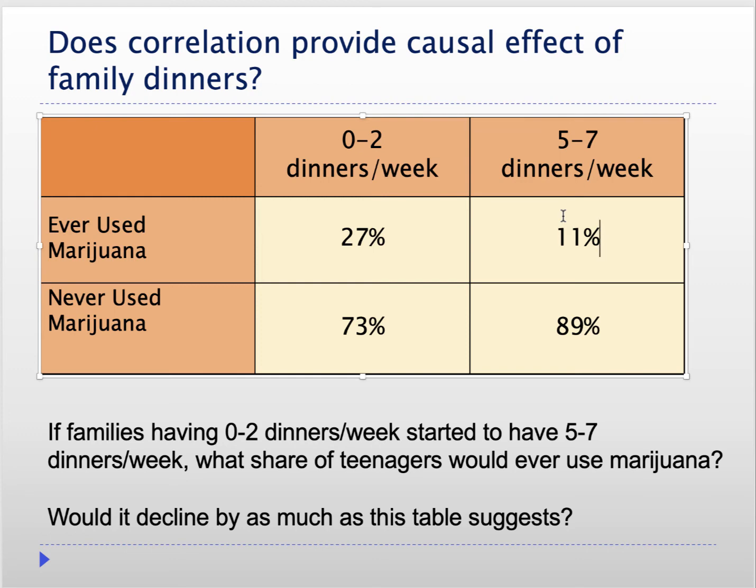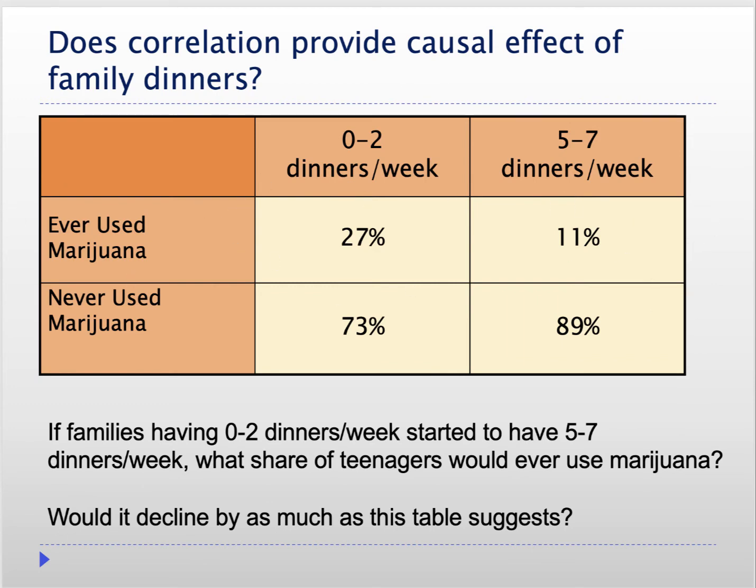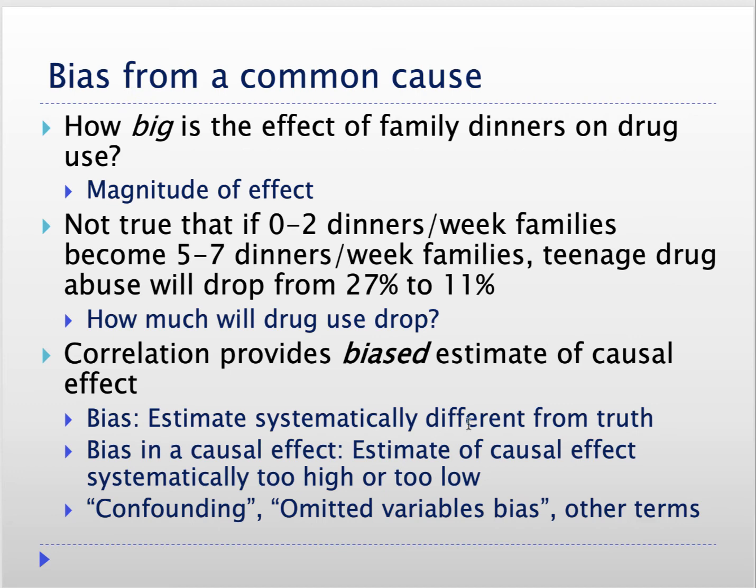Well, supposing we somehow manage to guilt trip all the families and they rearrange their schedules, would we really observe a 16 percentage point lower use of marijuana? Would it decline as much as the table suggests if this is the reality? Yes, there really is a causal effect, but there's also this common cause. That 16 percentage point decline, are we right to conclude that it's all from there? No, it's biased. That 16 percentage point difference is a biased estimate, meaning it's too high. It's systematically different from the truth. It's systematically too large in magnitude.